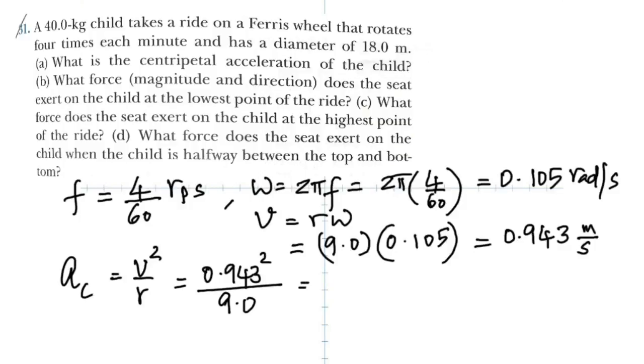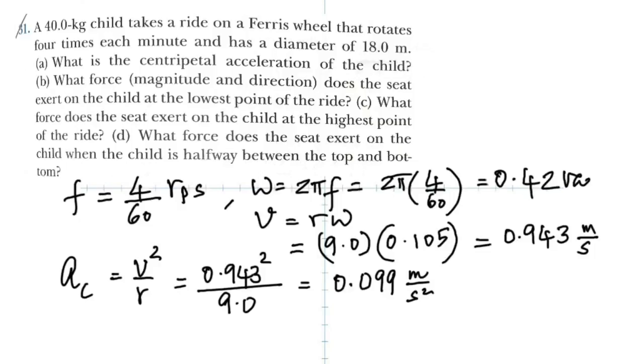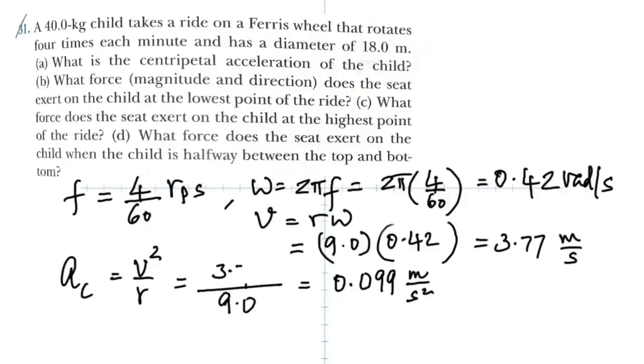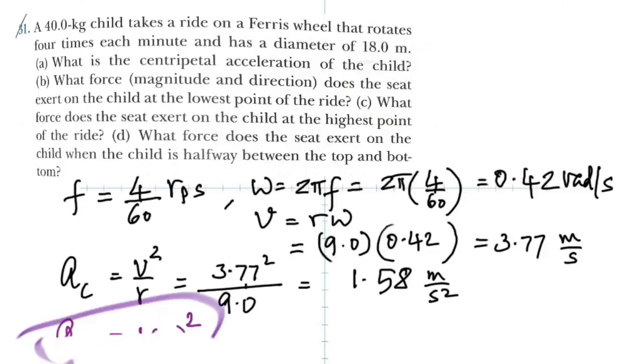So that is the velocity squared by the radius, gives 0.099 meter. Oh, so I made a calculation mistake there. I forgot to multiply with the pi. So now I've changed the answers because I had forgotten to multiply with the pi. So centripetal acceleration happens to be 1.58 meter per second squared.